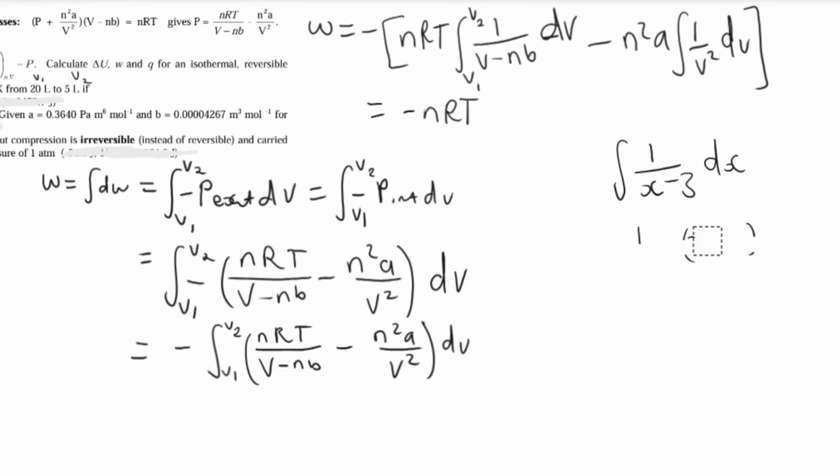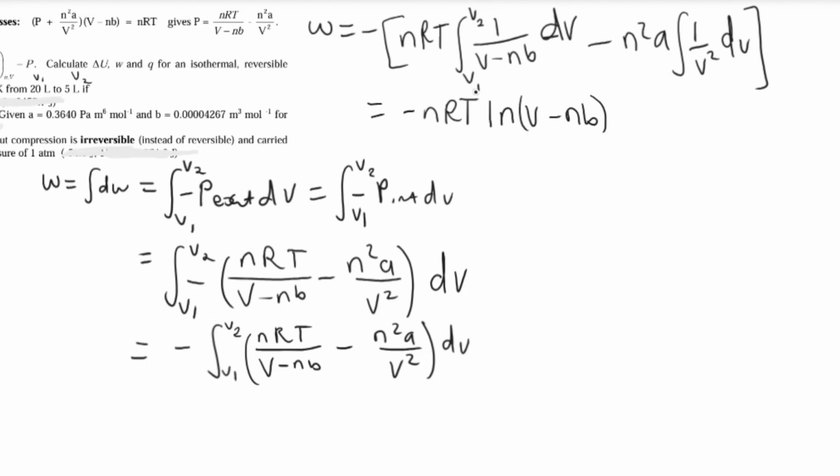Okay, so we have minus nRT, we have ln here of what? Of V minus nb, because the derivative of the inside function with respect to V is just 1. So we divide by 1. There's no need for us to write that one, really. So we just let it be like this. And then we integrate this from the limits of integration that are from V1 to V2.